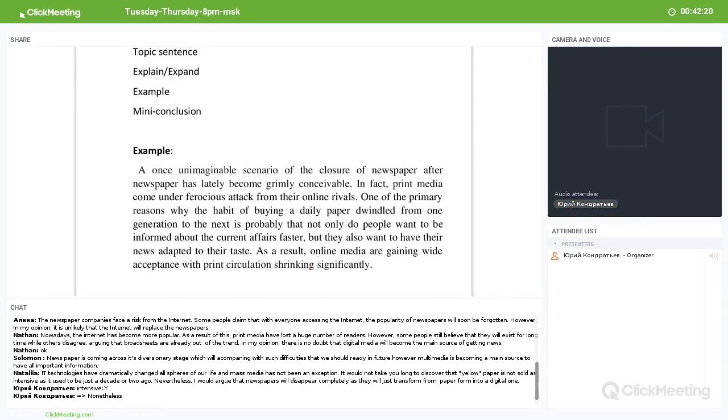Right, now let's write our main body paragraph. You have 10 minutes for this.